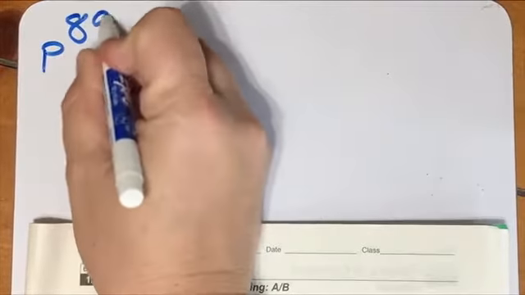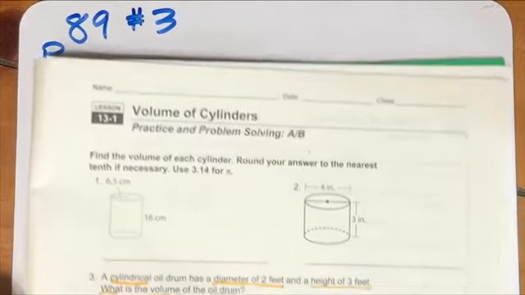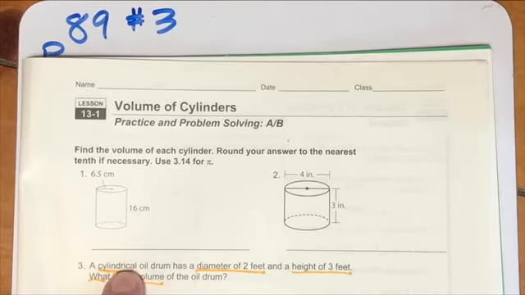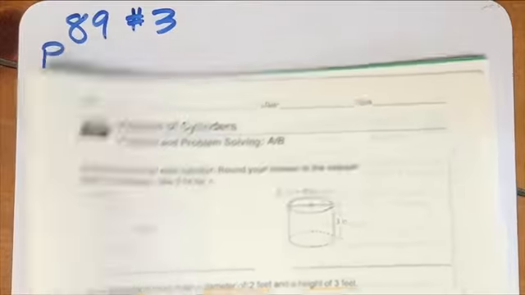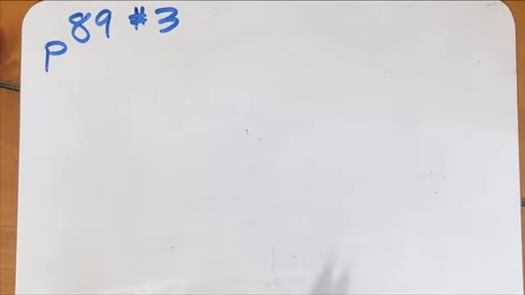Okay, so we're going to be looking at page 89, number 3 in your green workbook. And if we look at it, we can see that it says a cylindrical oil drum has a diameter of 2 feet, a height of 3 feet. And what is the volume of the drum? So it's a cylinder with a diameter of 2 feet and a height of 3 feet. And they want to know what the volume is.